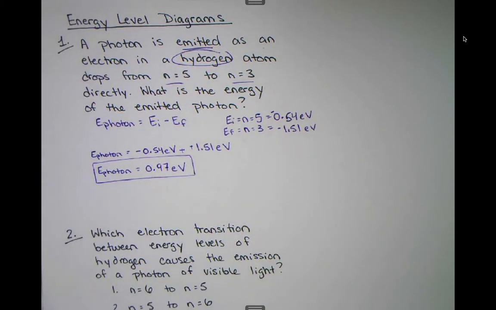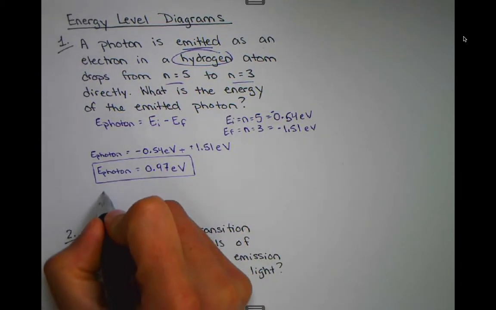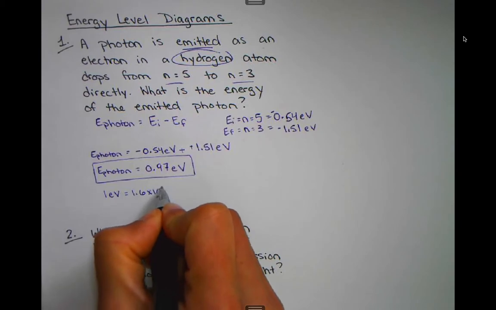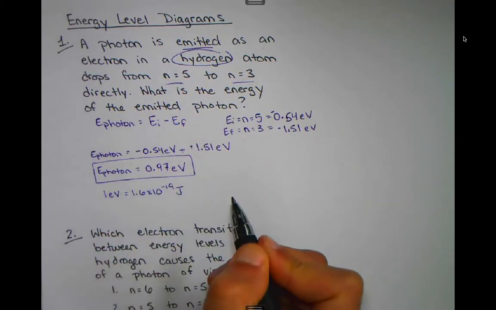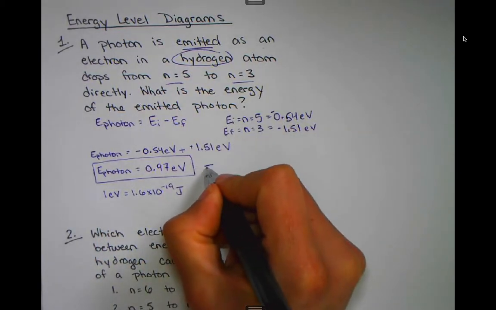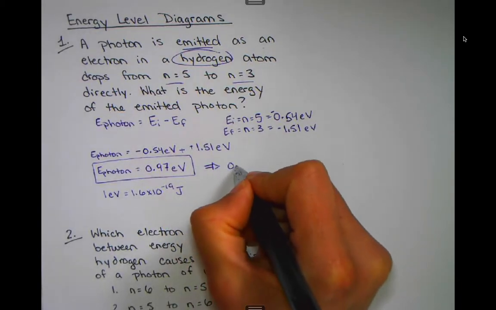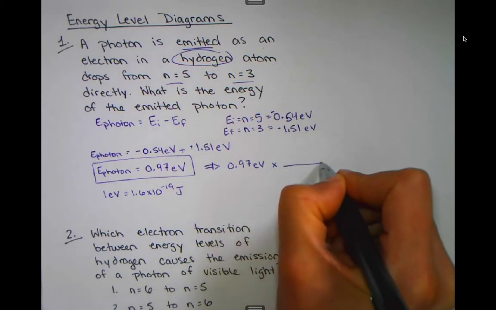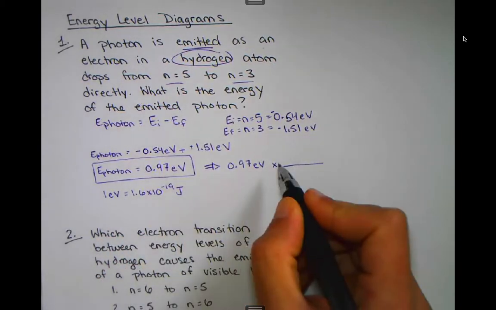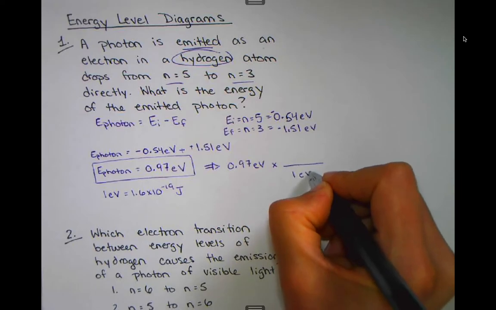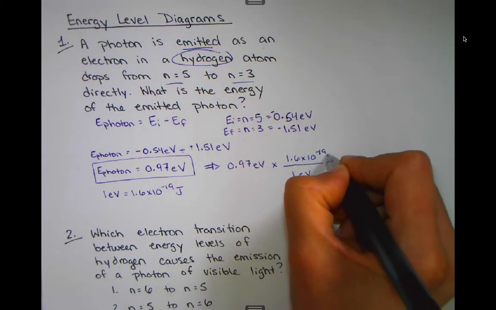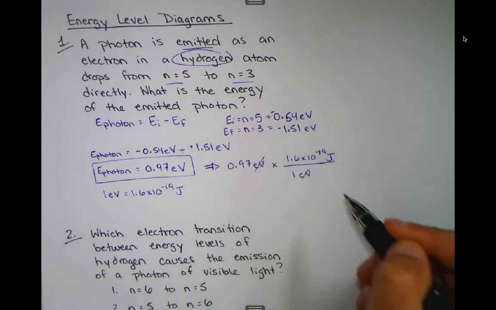So I'm going to put a box around it. But let's just convert it to joules. Right? So we know that 1 electron volt is equal to 1.6 times 10 to the negative 19 joules. So I'm going to convert this. Right? So I have 0.97 electron volts. I'm going to multiply by this conversion. Right? I want electron volts on the bottom because I want to get rid of them. So 1.6 times 10 to the negative 19 joules. Right? And so these are eventually going to go away.